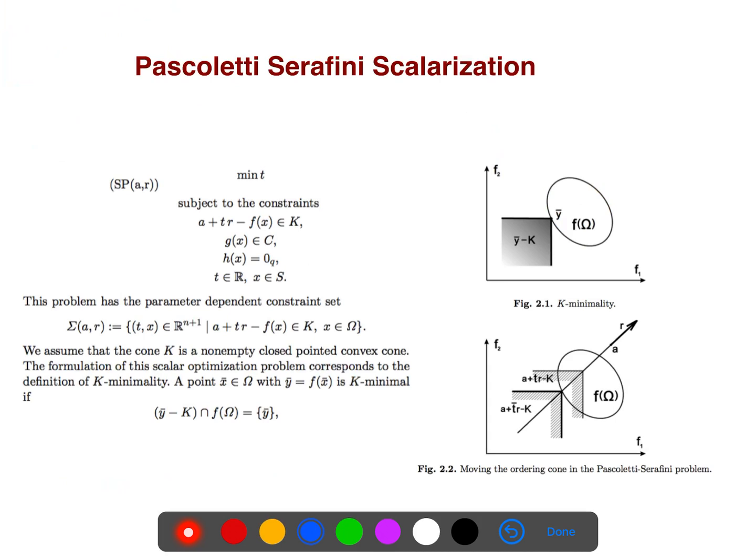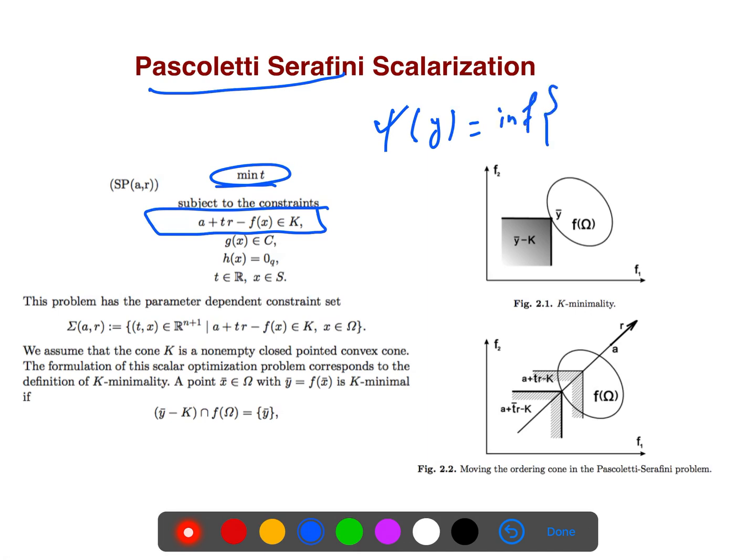And that's why I talked about Pascoaletti-Serafini in my lectures on multifactor investing. Pascoaletti-Serafini didn't look at it as a functional. You cannot talk about this easily. But if you define a functional such as psi of y, which is the infimum of all t such that a plus tr minus f of x is inside that cone, then this is a functional. We can define it, and you can talk about smoothness, differentiability of that, even discontinuity of that, and all of that. So you know how it is related to Pascoaletti-Serafini.